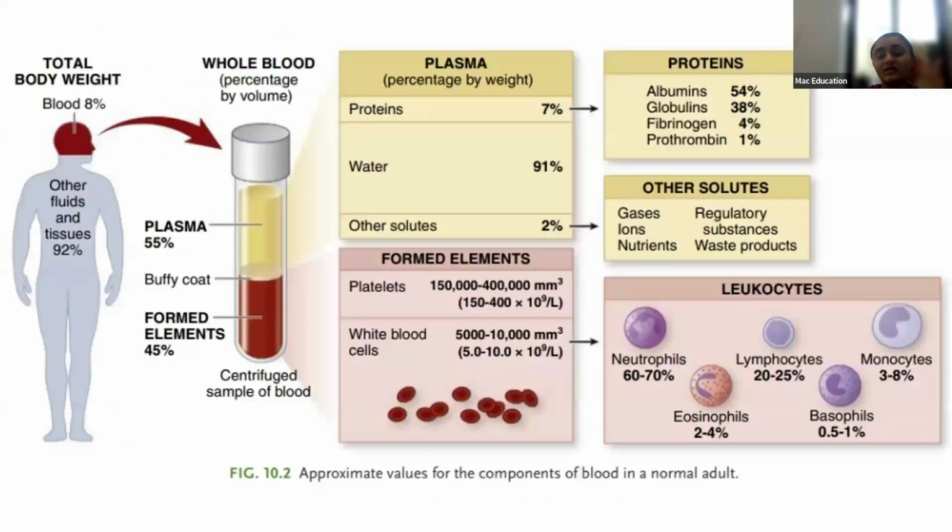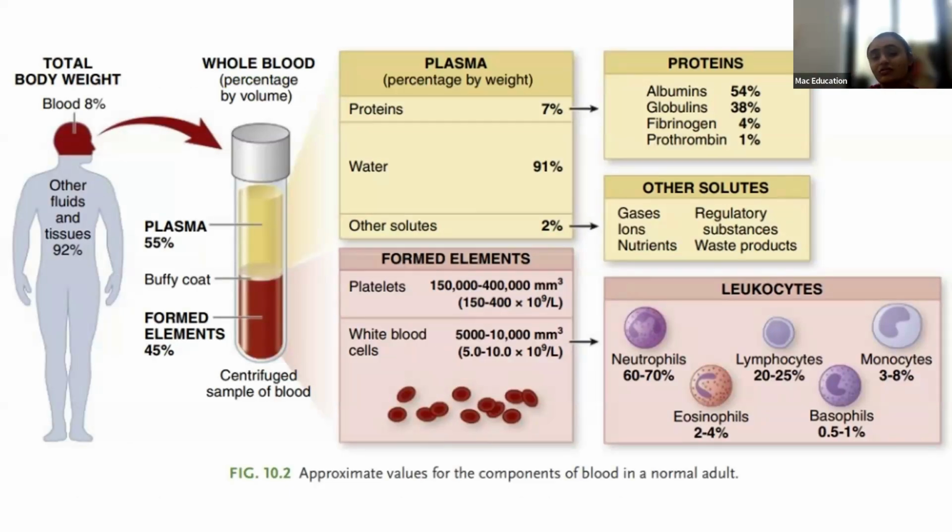Then we have seen the components of whole blood. There is plasma and formed elements. Plasma contains proteins, water, and other solutes. The proteins are albumin, globulin, fibrinogen, and prothrombin. They are not going to ask you about the components of blood; this is for your knowledge and understanding. The solutes present in the plasma are gases, electrolytes, nutrients, regulatory substances, and waste products.